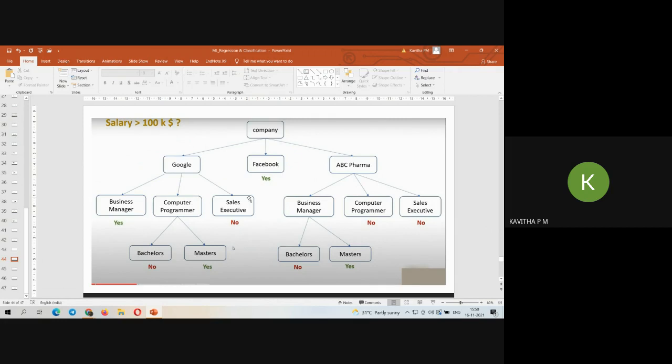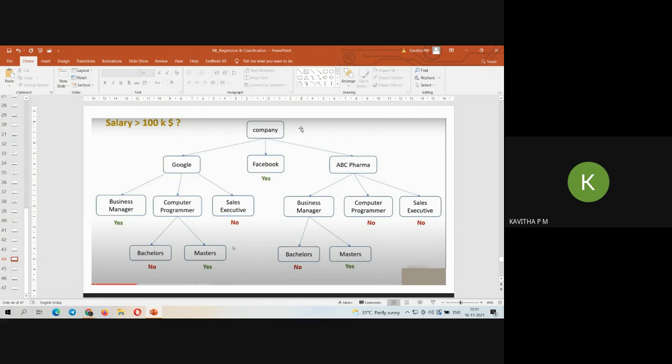Understood? Ma'am, the computer programmer is a decision node and bachelor's and master's are the terminal nodes. Yes, when I go to computer programmer, it will act as the decision node, and bachelors and masters will act as terminal nodes. Only when I go to that particular point will it be converted into decision nodes and terminal nodes. When I go with the first node, the company node, bachelors and masters will not be part of it at all. Only step by step, level by level, it will move on.